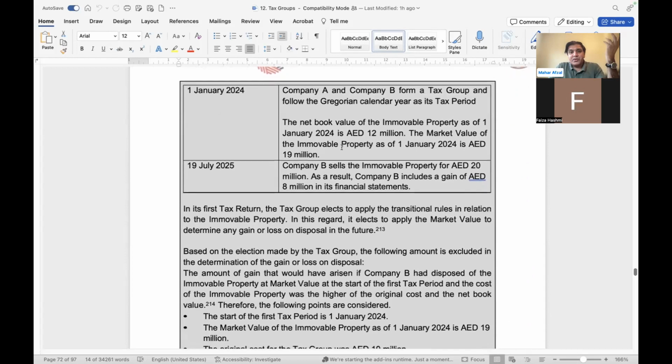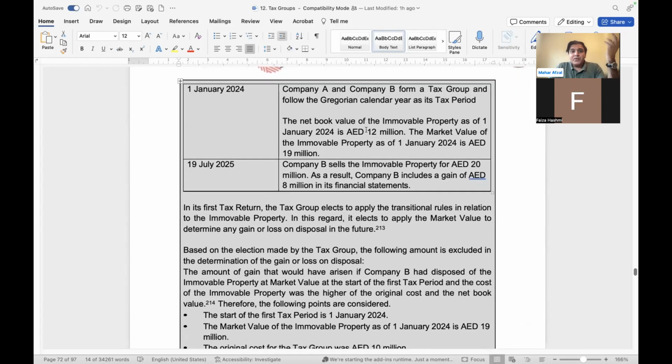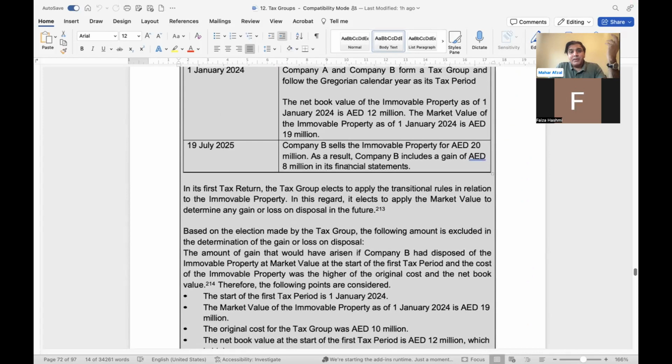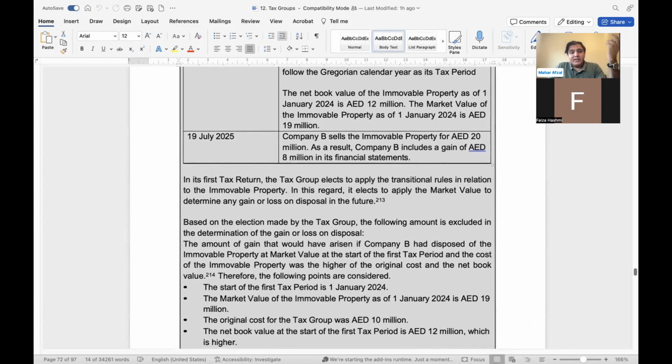On 1st of Jan 2024, the book value of the asset was 12 million. Cost was 10 million, book value was 12 million. Market value is 19 million. Now on 9th of June, company B sells the immovable property for 20 million. As a result, company B provides the gain of 8 million in its financial statement.